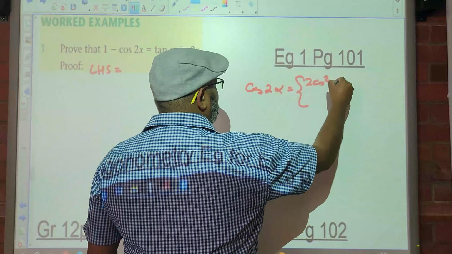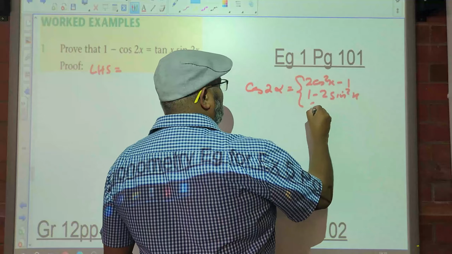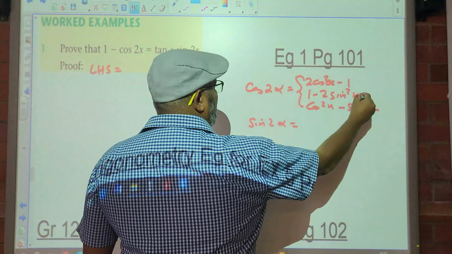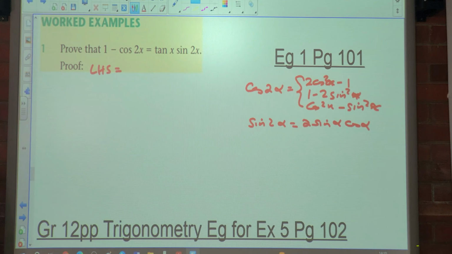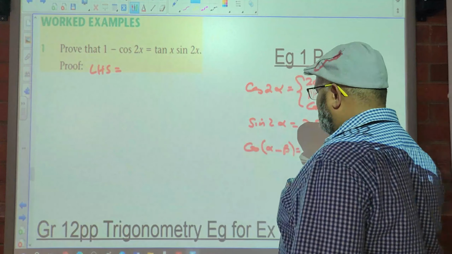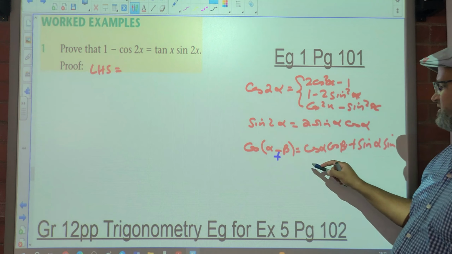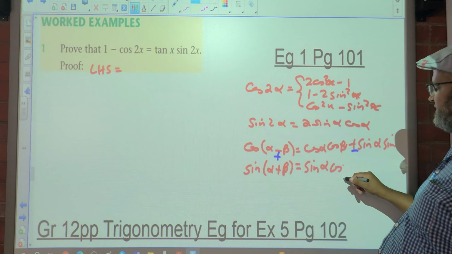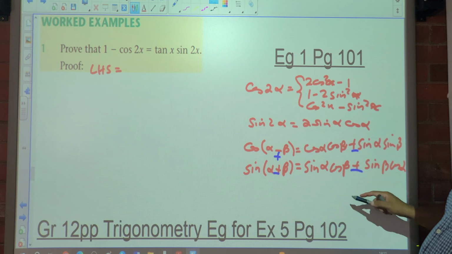2 cos squared x minus 1, 1 minus 2 sine squared x, and then cos squared x minus sine squared x. And of course sine 2 alpha can be written as 2 sine alpha cos alpha. And of course the compound identities: cos alpha minus beta can be written as cos alpha cos beta plus sine alpha sine beta. And if that is plus, then this would be minus. And sine alpha plus beta can be written as sine alpha cos beta plus sine beta cos alpha. And if that is minus, that would be minus again.